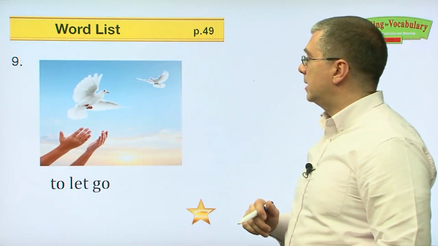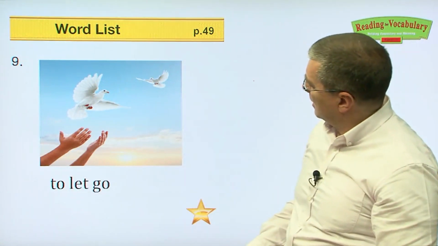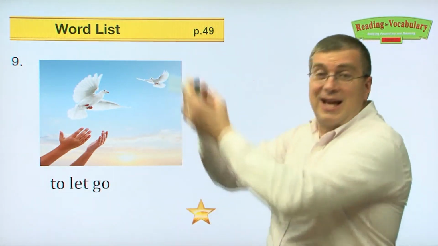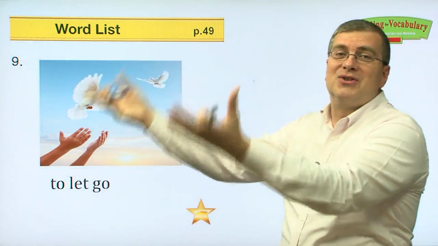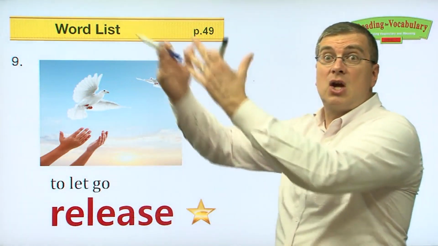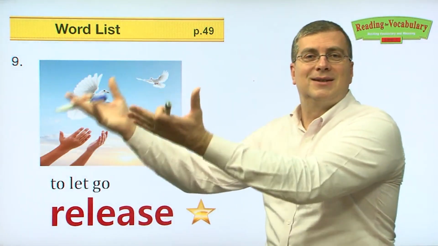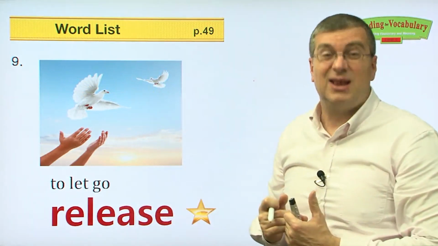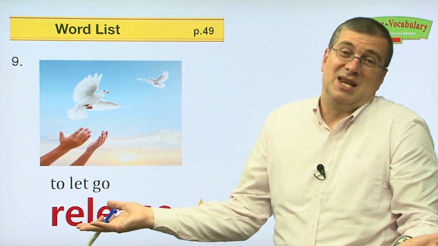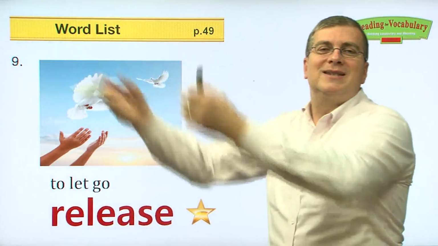Okay. Number 9, to let go, right? Very interesting picture. I think it's been photoshopped. Okay, but anyway, this person is letting these doves, these birds go, right? To let go means to release. If you love something, release it. If it comes back to you, it loves you too. But if it doesn't come back, it never was to be. Oh well. So anyway, to release something, let it go.